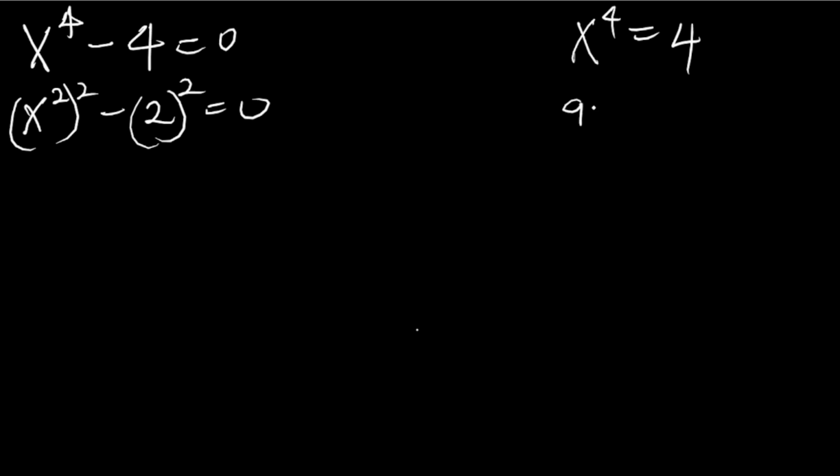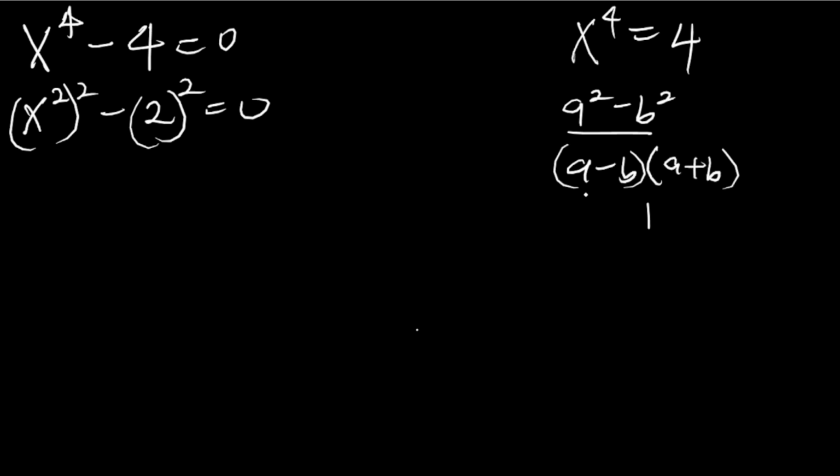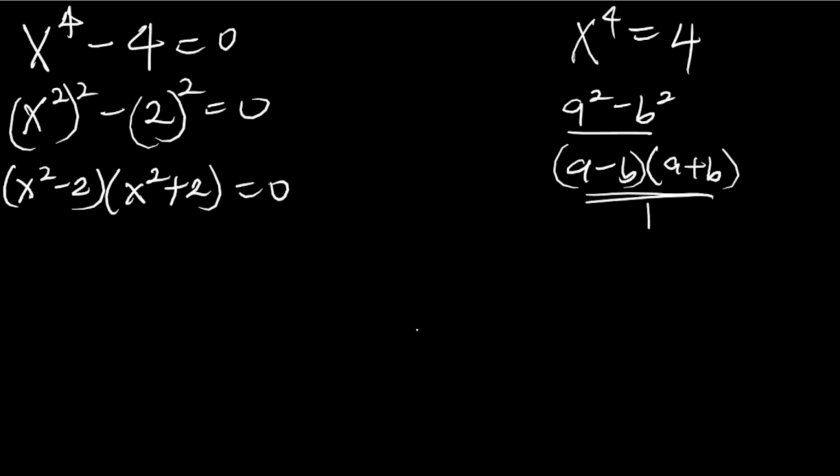So now, this looks like what? A difference of two squares, which can be factored as (a minus b)(a plus b). So this is a difference of two squares. So I can say (x^2 minus 2)(x^2 plus 2) is equal to 0.